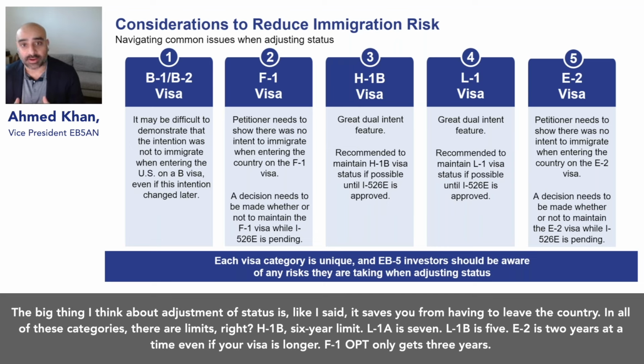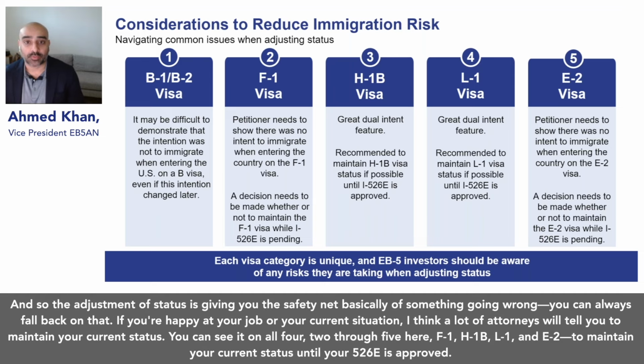The big thing I think about adjustment of status is, like I said, it saves you from having to leave the country, right? In all of these categories, there are limits, right? H-1B, 6-year limit, L1A is 7, L1B is 5, E2 is 2 years at a time, even if your visa is longer. F1 OPT only gets 3 years. And so the adjustment of status is giving you the safety net, basically, of something going wrong. You can always fall back on that.